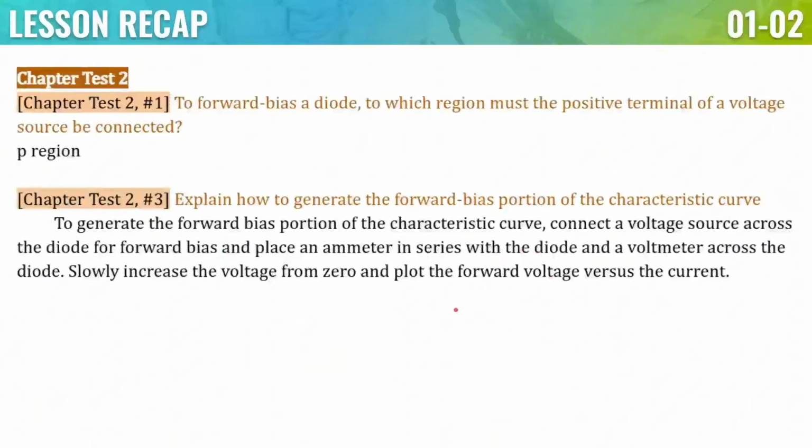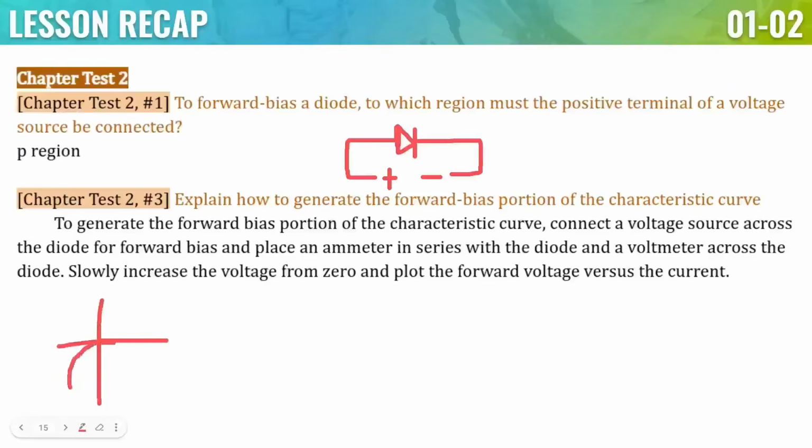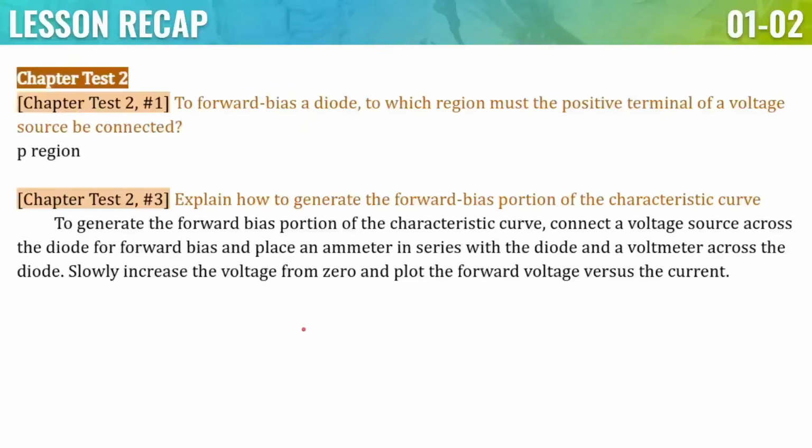So here are some questions from the chapter test. First of all, to forward bias a diode, to which region must the positive terminal of a voltage source be connected? So it must be connected to the P region. And for number 3, explain how to generate the forward bias portion of the characteristic curve. So the forward bias portion refers to this part where it overcomes the barrier voltage.